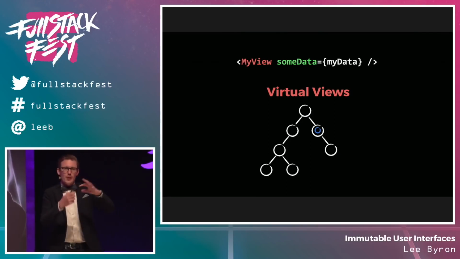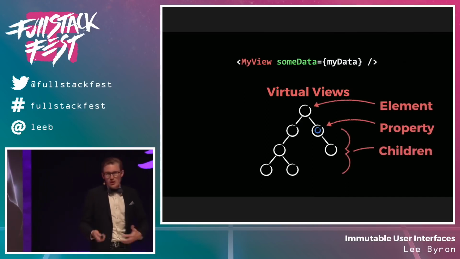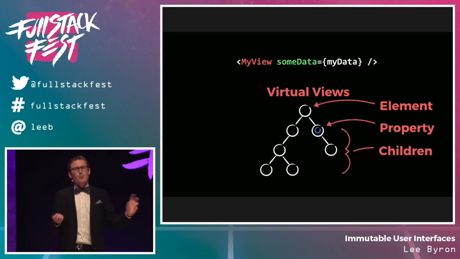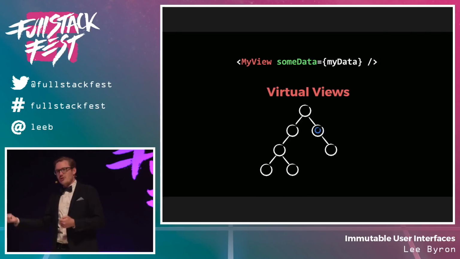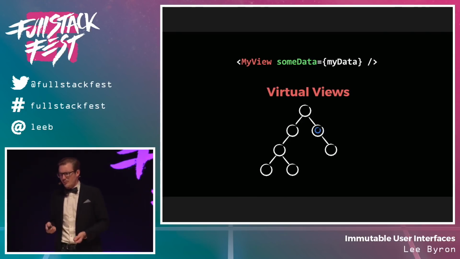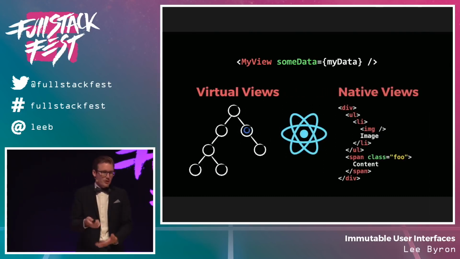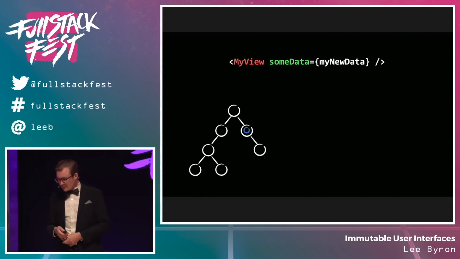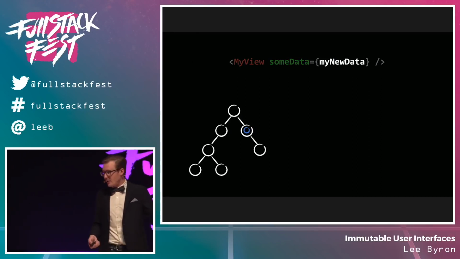So virtual views are a representation of what we ultimately want to see, right? They have the same structure, elements, properties, children, but they're really just in-memory objects. They're not on screen yet. And what that lets us do is the first time we render these components and we get these views, our component library can take the virtual views and then create the actual underlying native views on whatever platform it is that we care about.